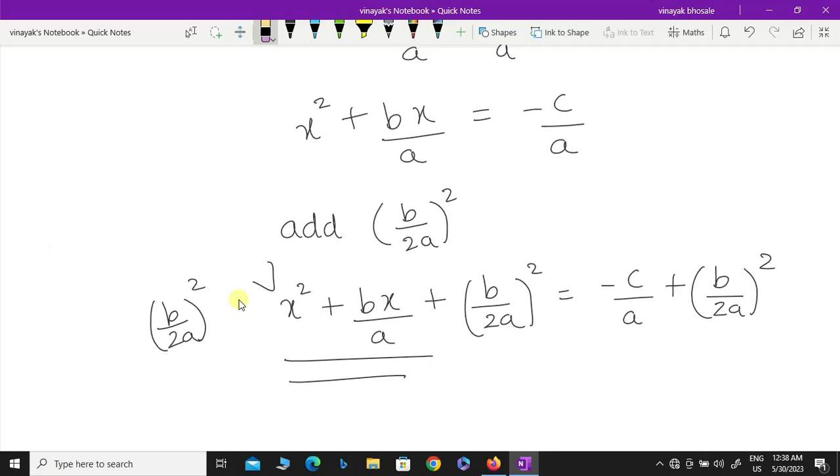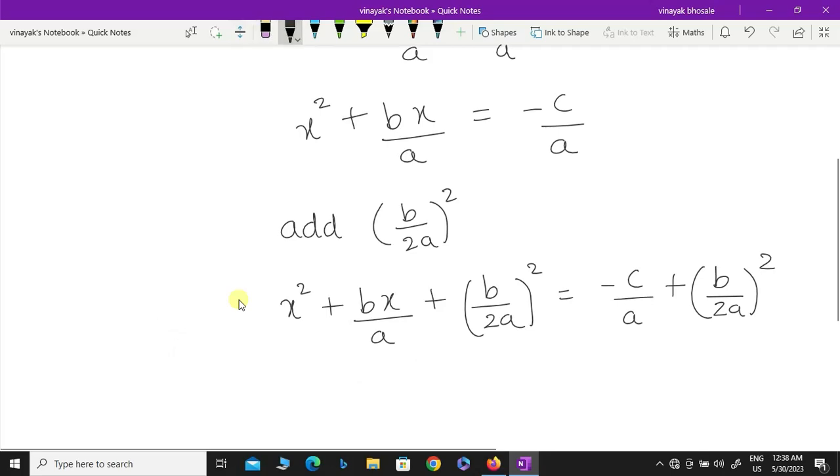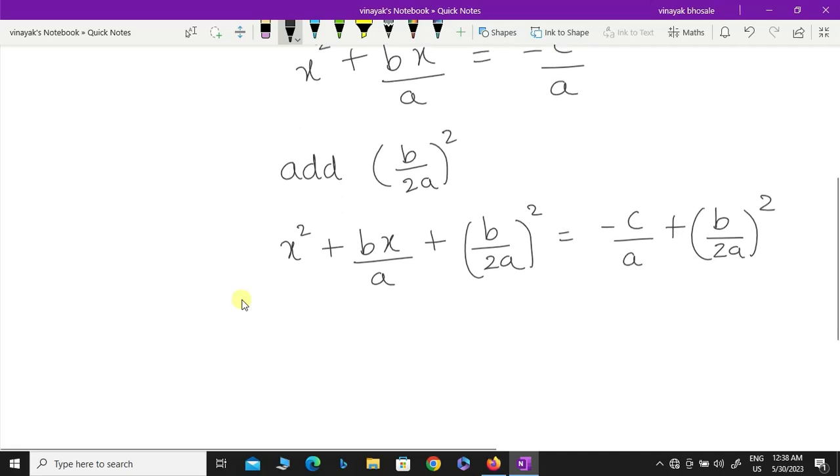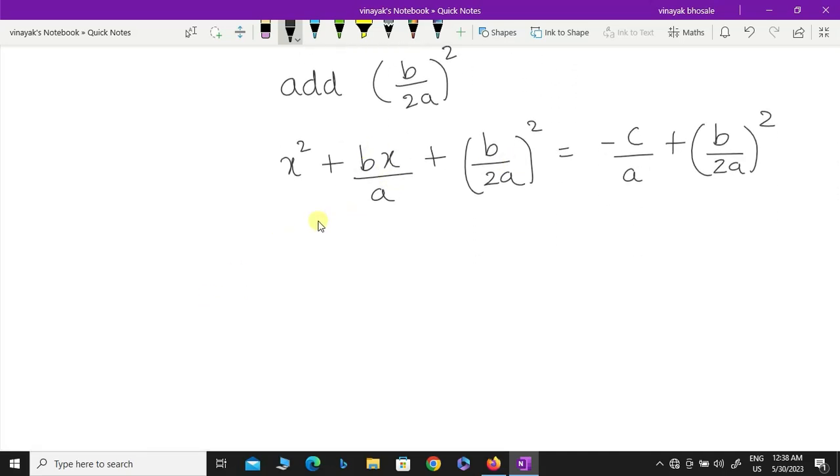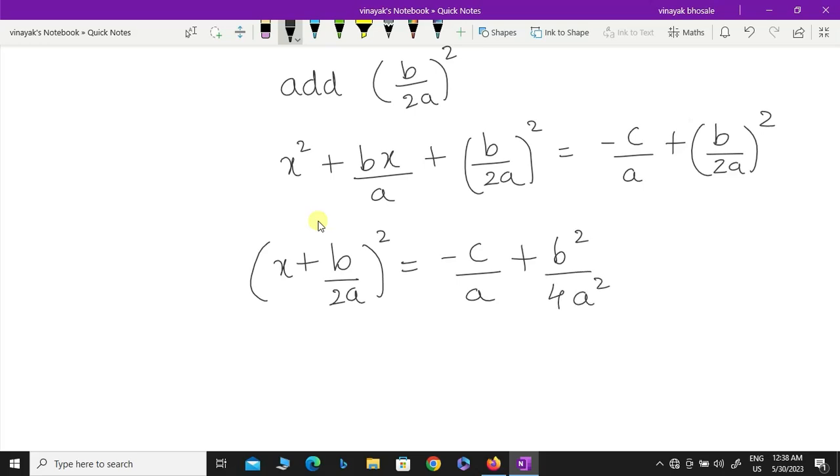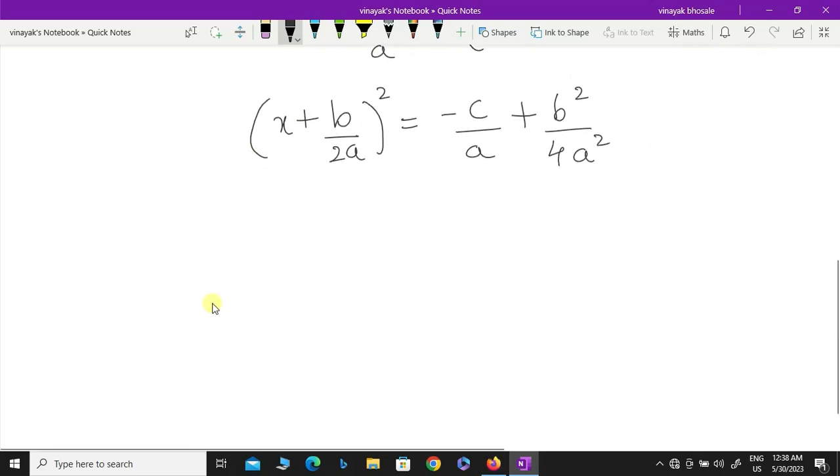I'm just gonna clear this out. All right. So now I'm going to replace this term with this term. So it's going to be x plus b by 2a whole squared equals minus c by a, and I'm just gonna square this term, so it's gonna be b squared divided by 4a squared. Okay, so let's continue.